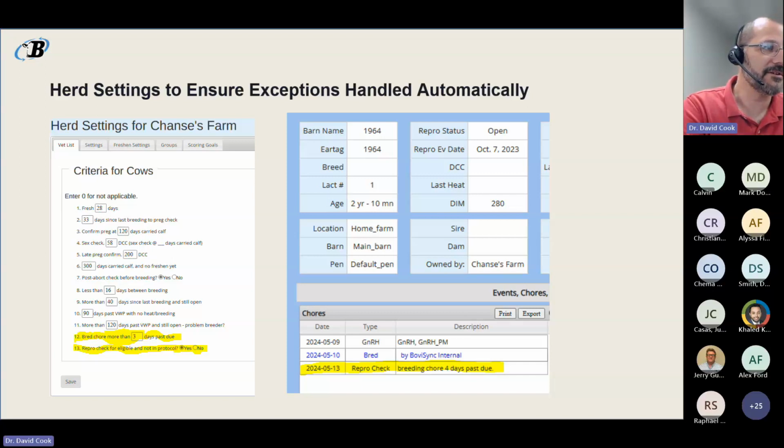Those last two items in the herd check settings, one is for if there's a breeding chore that's more than 3 days old. So this animal on the right here, she was supposed to have been bred, supposed to get a GnRH on the 9th, supposed to have bred on the 10th. I know, maybe she's in the wrong pen, who knows. Didn't find her, they didn't give her GnRH, didn't breed her.